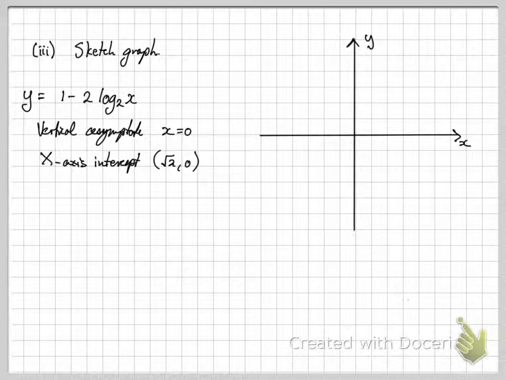Alright, so we've got to sketch this one. We've got a vertical asymptote, which is the y-axis, x-axis intercept at root 2, 0. Now let's just look at the general shape of this and where it's going to go. The normal log would look like that. This one is reflected in the x-axis, so it's going to be upside down.